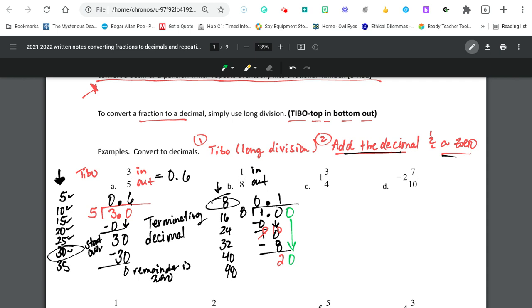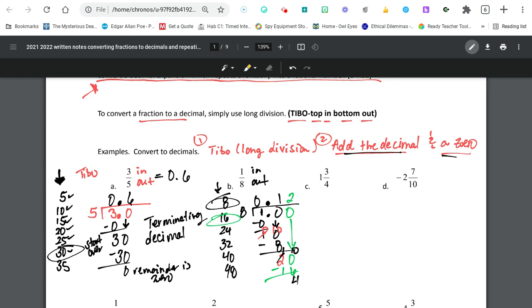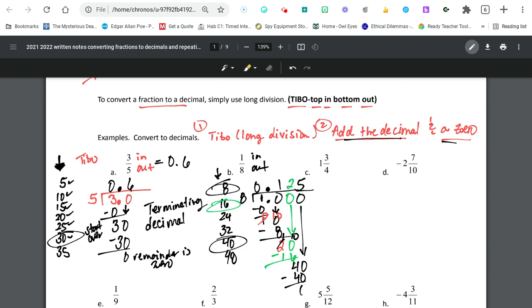And how close can I get to 20 without going over? Once you bring down, start over. 2 groups. Well, 2 groups of 8 is 16. Regroup, that's 1, that's 10, 4. Okay, still I don't have a remainder of 0. So I'm going to add another 0 and bring it down. I can get 5 groups of 8 out of it. So this one is also terminating. And it terminates in the thousands place. 5 stops in the thousands place.